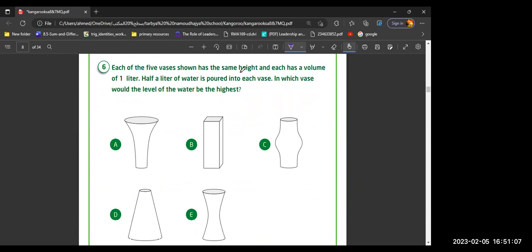All right, this is a good one. Each of the 5 vases shown has the same height, and each has a volume of 1 liter. Half a liter of water is poured into each vase. In which vase would the level of the water be the highest?